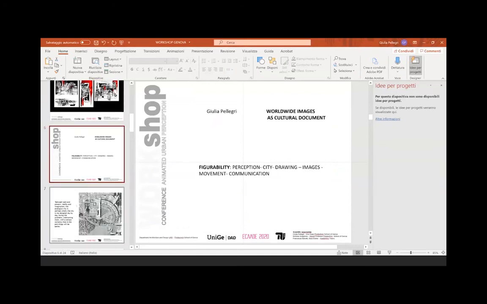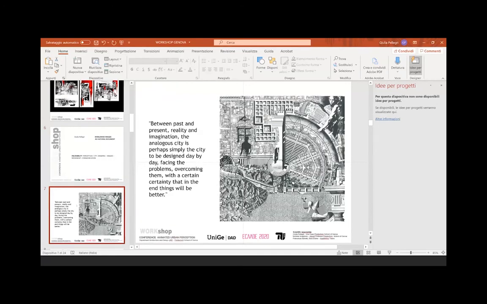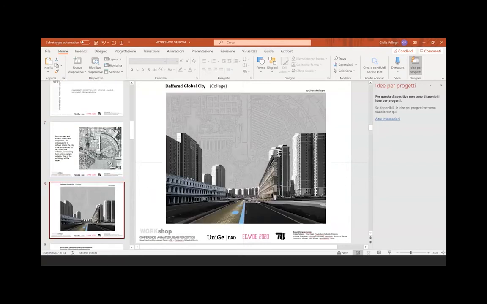And we have spoken about the perception of the city during the pandemic period, and especially about the void of the city and the contemporary special tragic period that the cities in the world were living, and unfortunately we are still living. And I have also spoken about the analog city by Aldo Rossi with the meaning of this drawing.